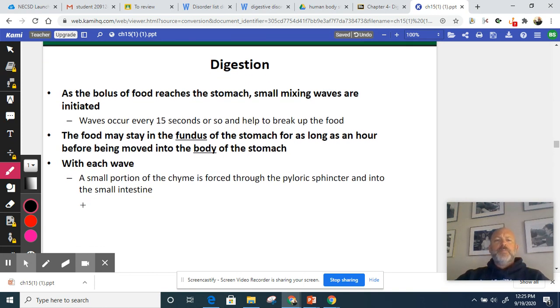So what's happening as the bolus reaches the stomach? Of course, the walls of the stomach are mixing and churning, and we have waves that are occurring every 15 seconds or so. We have food that can stay in the stomach for as long as an hour before it moves into the second part of the stomach, which is the body. Typically, the food stays in the stomach between 4 and 6 hours before it leaves the stomach through the pyloric sphincter and enters into the small intestines.